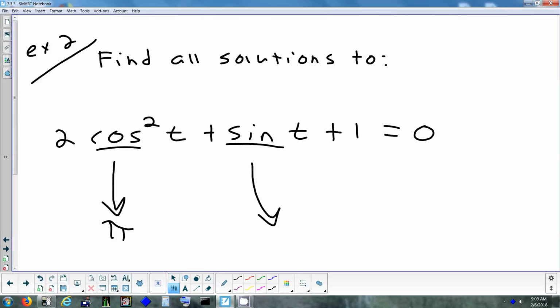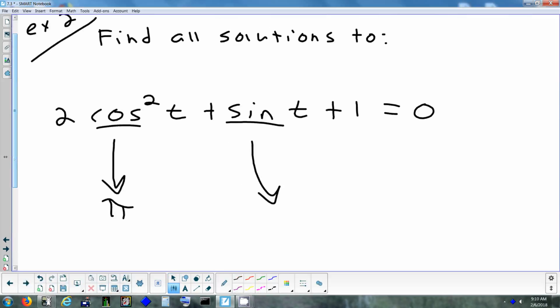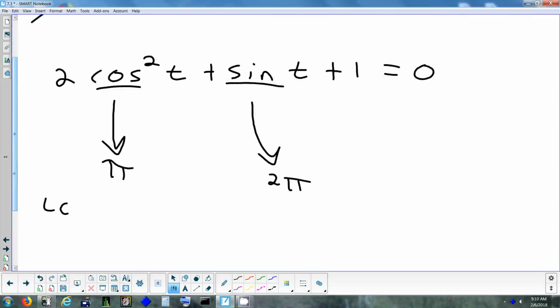How about the period of sine? What's the period of the basic sine function? Yep, 2 pi. So now, what's the least common multiple of pi and 2 pi? Yeah, 2 pi. That's the smallest multiple they both have in common, 2 pi.